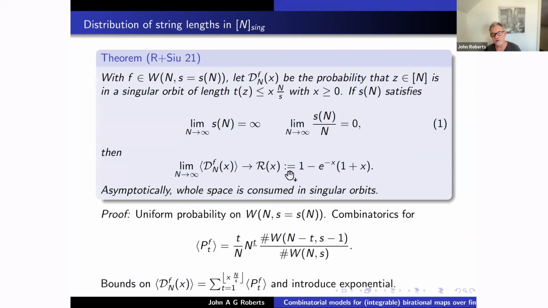Yeah, so this was a little bit thought-provoking. So the whole space is now consumed in singular orbits, asymptotically. There are no periodic orbits. And the distribution is following a distribution that we previously had characterized as a map that had a special property, like being a composition of 2 involutions. The proof is just working out sizes of spaces, probabilities, and doing some asymptotics.